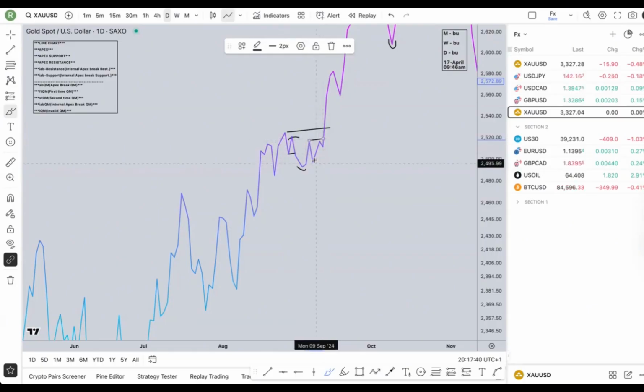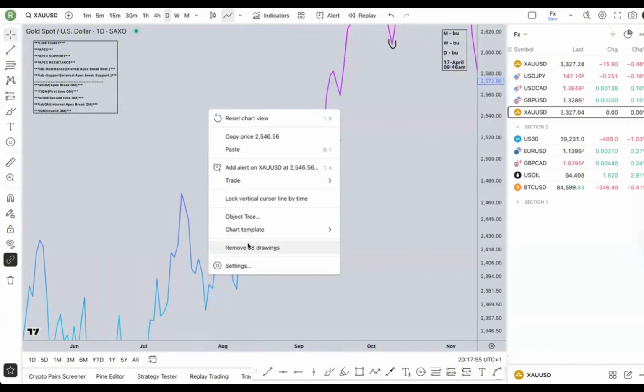This is an internal support, but not valid, it's not going to hold price. This one here, valid. This is an IAB support. It led to an internal break and also an external break. That is it. You see how easy it is. When you go back and practice these things, you're going to get better at them.